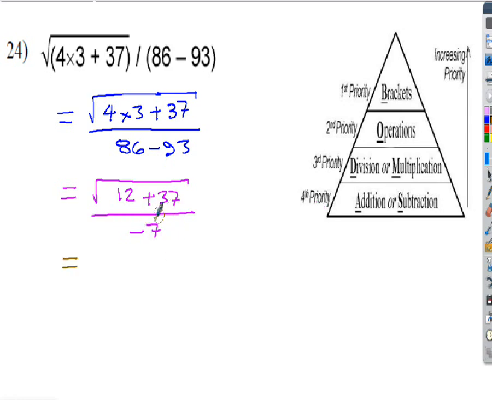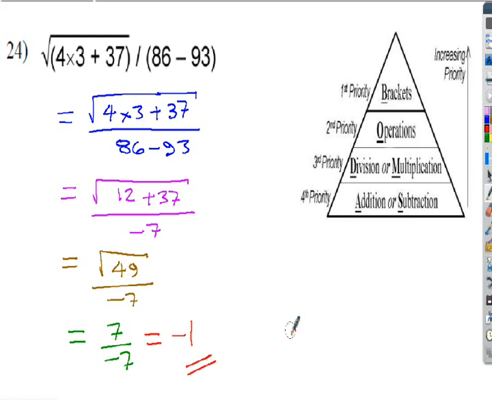Evaluate under the square root on the top line, that now becomes the square root of 12 plus 37 will be 49. That's all divided by negative 7. The square root of 49 is 7, so now we've got 7 divided by negative 7. And we can see that's going to be negative 1 as our final answer. 7 divided by negative 7, that's a positive divided by negative, gives us a negative.